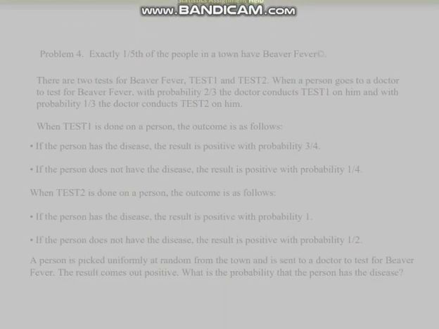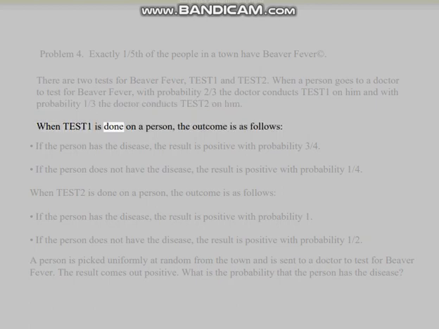Problem 4. Exactly 1/5 of the people in a town have beaver fever. There are 2 tests for beaver fever, test 1 and test 2. When a person goes to a doctor to test for beaver fever, with probability 2/3 the doctor conducts test 1 on him and with probability 1/3 the doctor conducts test 2 on him.